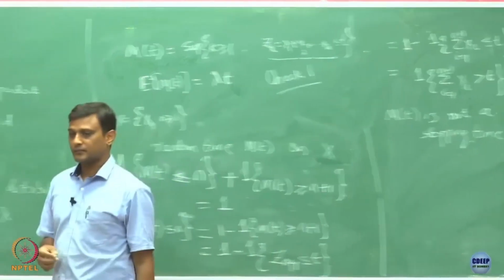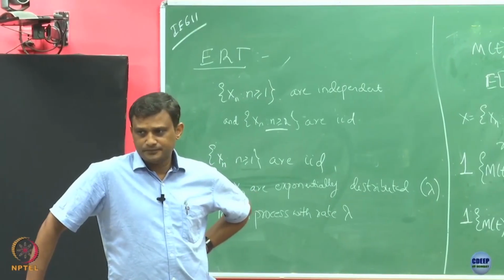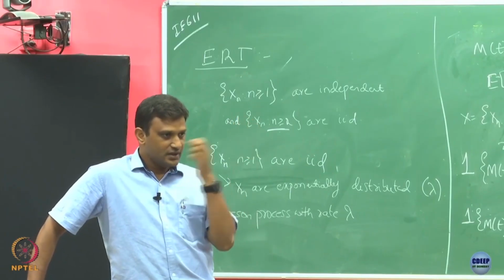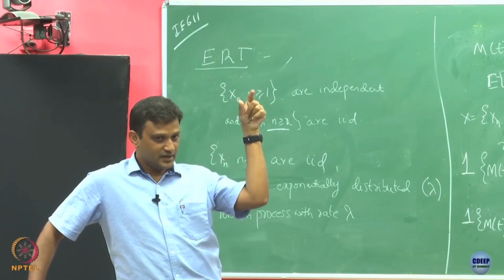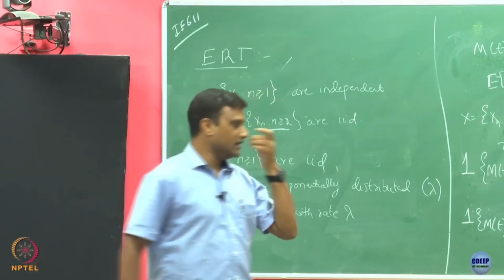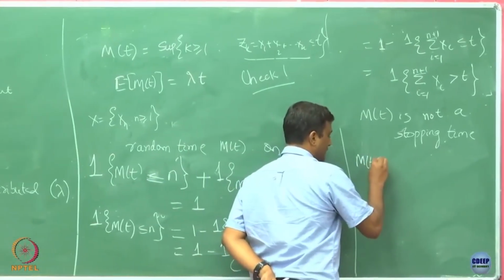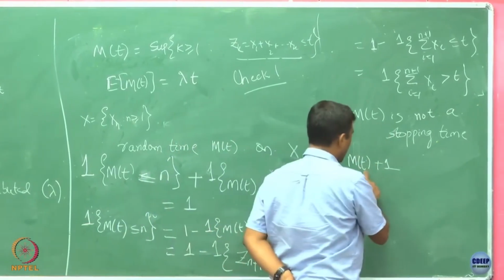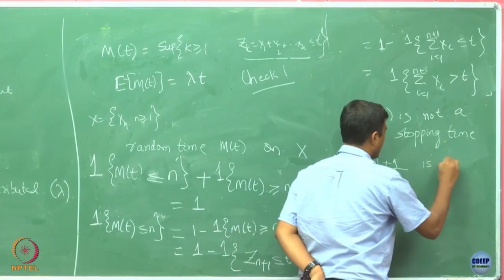Now, you somehow feel from this information that if I want to know that n arrivals or renewals have happened in the duration 0 to t, I need to know not n variables but actually n plus 1 renewal lives, or n plus 1 X i's. So it turns out that m of t is not a stopping time, but m of t plus 1 is a stopping time.